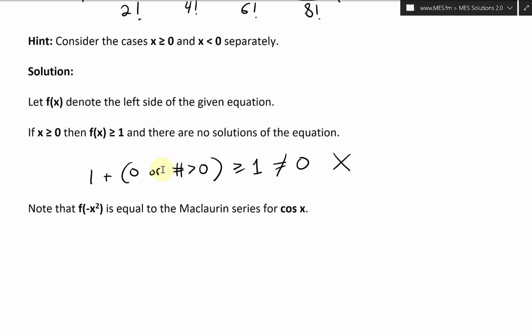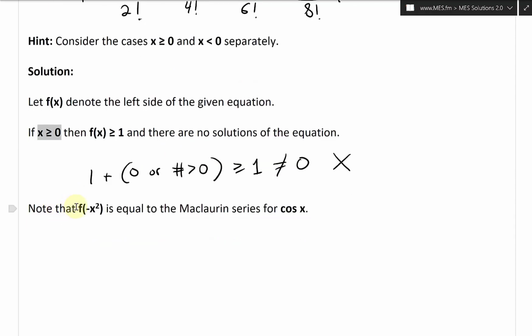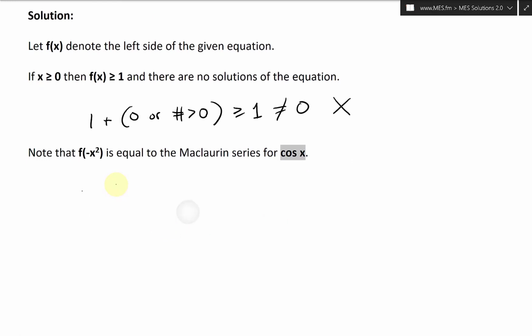Alright, so basically, for x greater than or equal to 0, it's not a solution. So now let's look at when x is less than 0. First note that f of negative x squared is equal to the Maclaurin series for cosine x. And we'll show that, and then we'll just need to find the zeros of cosine x. And note that, since we're transforming f of x into f of negative x squared, this has to be less than 0.